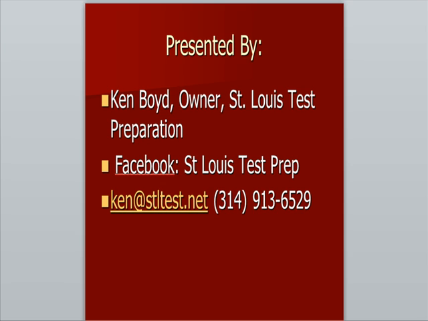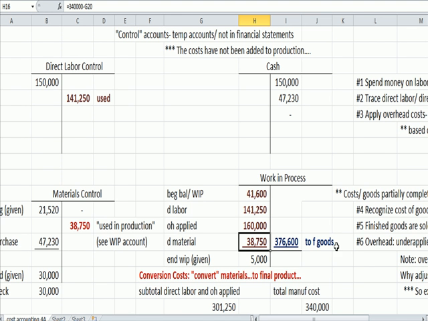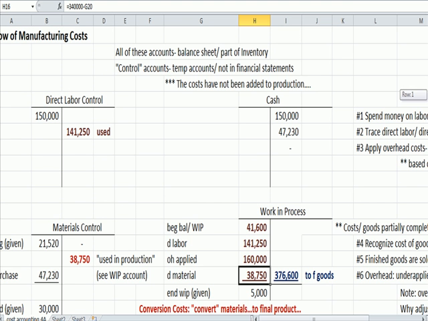And I'd like to jump over to Excel and explain a chart that I've created for a student called Flow of Manufacturing Costs. And we have T accounts on here to explain process costing.